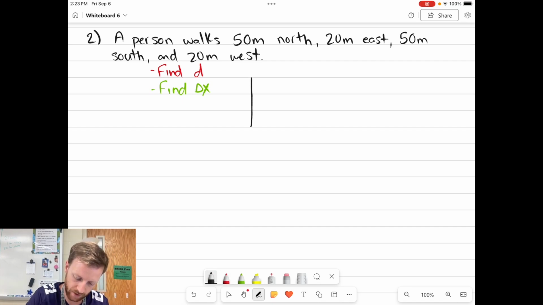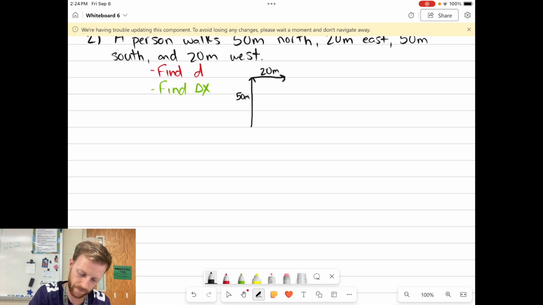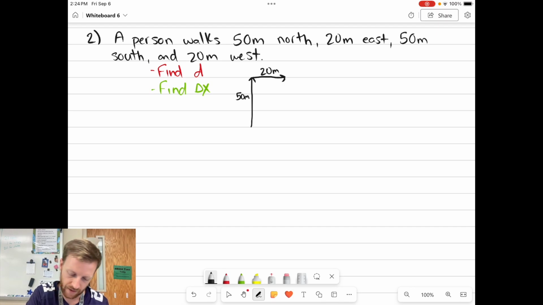So he goes 50 meters north. So I'm going to draw an arrow here. That's 50 meters. I know I'm going east next. That's why I wrote on the left side. So then I'm going to go 20 meters this way, and then I'm going to go 50 meters south, and then 20 meters west. And if you're catching on, you might have figured out already what our answers are going to be.